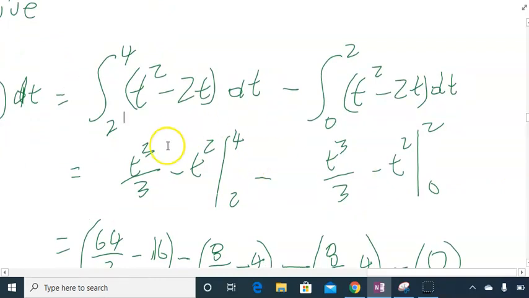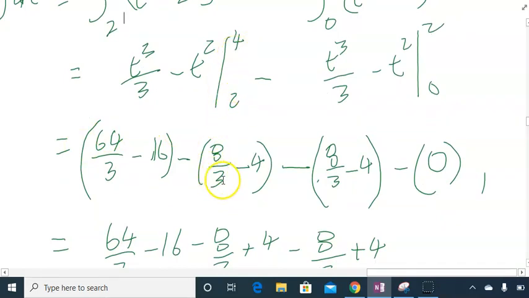And you use your rules of integration that you learned in your power rule right here. This becomes t cubed over 3 minus t squared between 4 and 2, minus t cubed over 3 minus t squared between 0 and 2. Plug in your 4 and your 2 in the first part, and then plug in your 0 and 2 in the second section. So that's 64 over 3 minus 16 minus 8 over 3 minus 4, then minus again 8 over 3 minus 4, then minus the 0 cubed over 3 minus 0 squared. So that's going to just all be 0. So that all becomes 0.